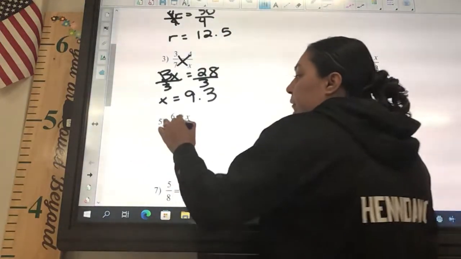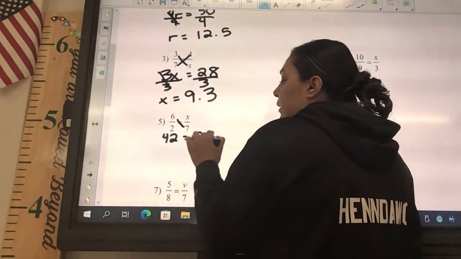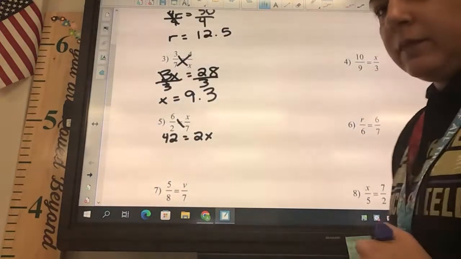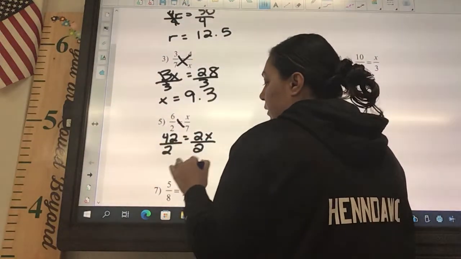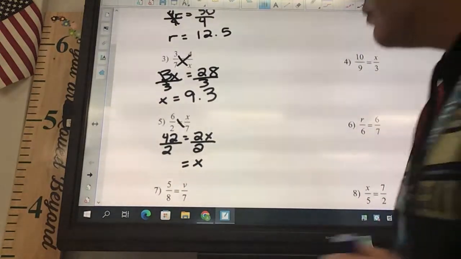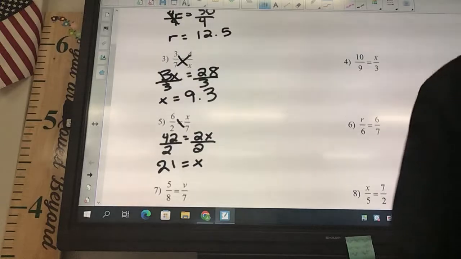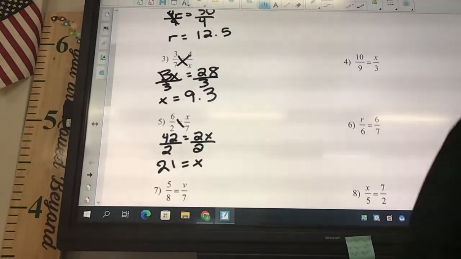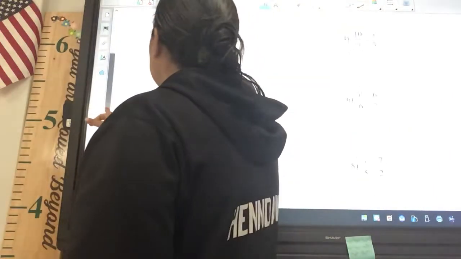6 times 7 is going to be 42. 2 times x is 2x. And then we're going to divide by 2. So you're going to get x equals 42 divided by 2. You're going to get 21. Okay, so it's nothing crazy today. The back side is going to get a little harder, so let's go to the back side.